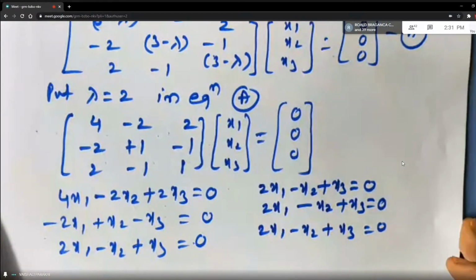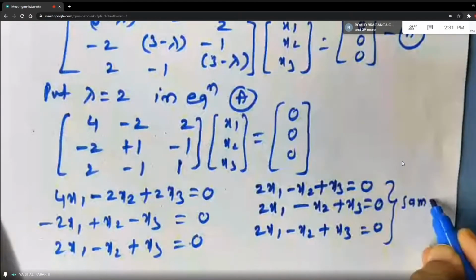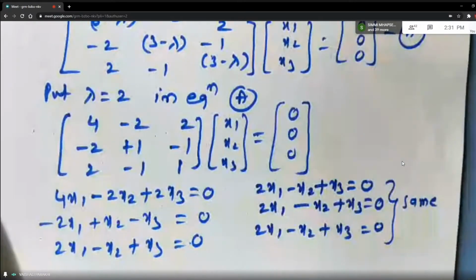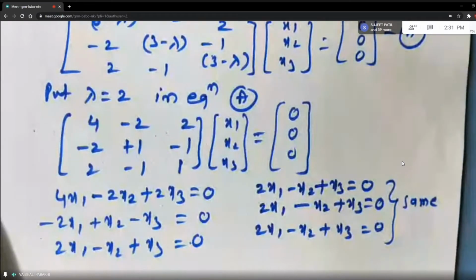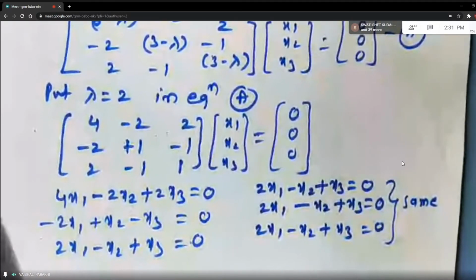Is that clear? Now if you observe these three equations, they are the same equations. Correct or no? Okay. Now when the equations are the same, as I told you, you have to assume these numbers as K1 and K2.